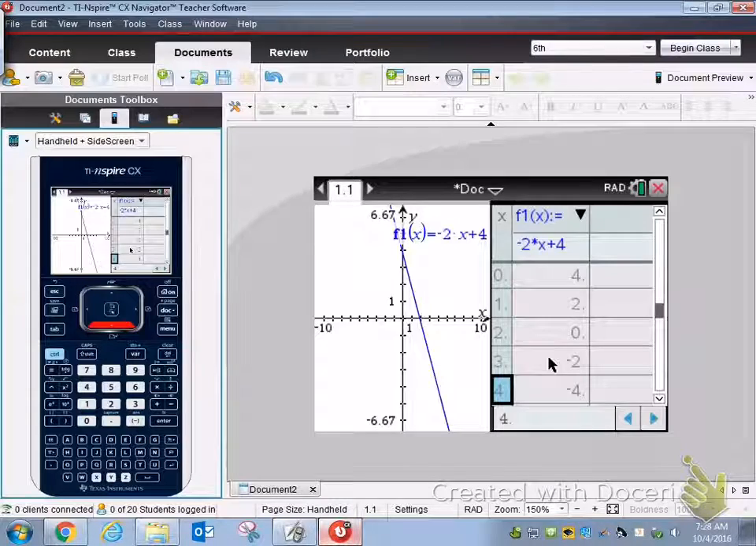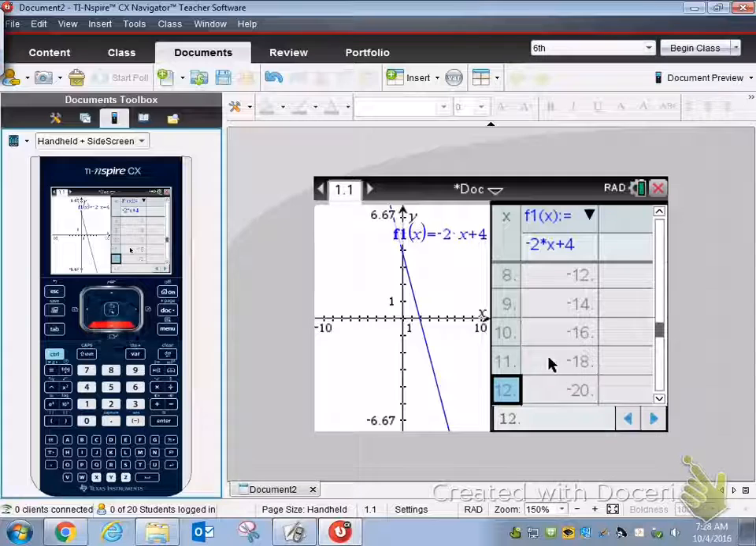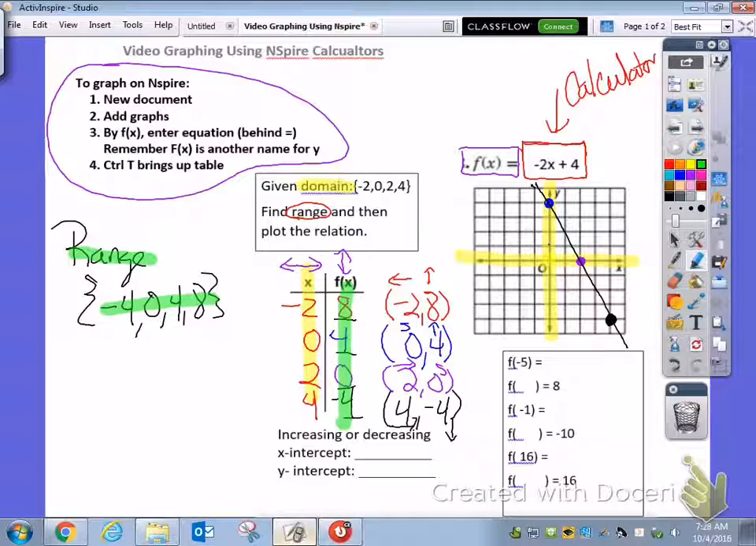Notice on my table, I could have kept going and going. Lots of different values. You just keep moving it up or down. Now, there's something else I want you to notice.